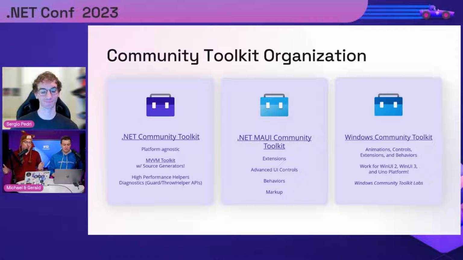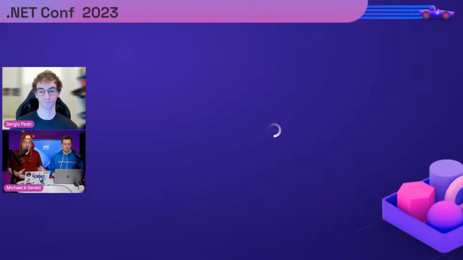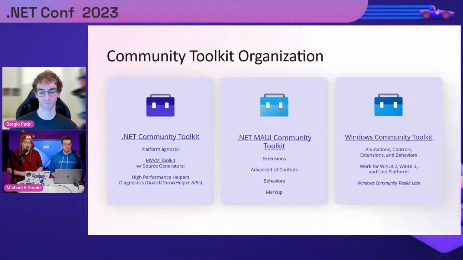And I've worked on the Windows Community Toolkit for a number of years now. We have a whole set of animations, controls, extensions, and behaviors that all work with both WinUI 2, WinUI 3, and now Uno platform as of our latest release. So we'll be talking a little bit more about that release here in a second. But we also have our Windows Community Toolkit Labs, which is where we're incubating new ideas and controls and experiences. And some of those are even in our latest release as well.